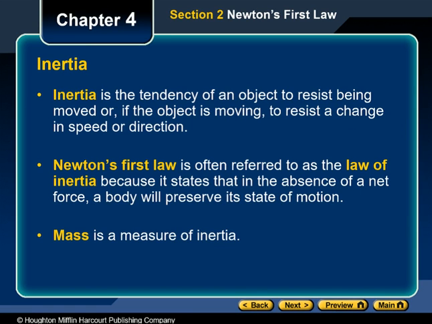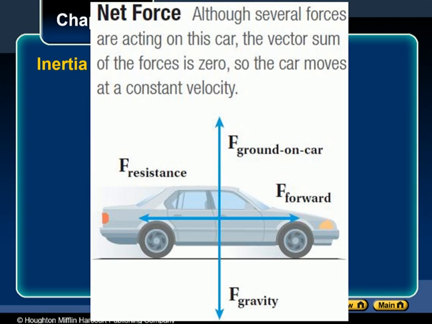Inertia is the tendency of an object not to accelerate. Newton's first law is often referred to as the law of inertia because it states that in the absence of a net force, a body will preserve its state of motion. In other words, Newton's first law says that when a net external force on an object is zero, the object's acceleration, or the change in the object's velocity, is also zero. The sum of forces acting on an object is the net force.